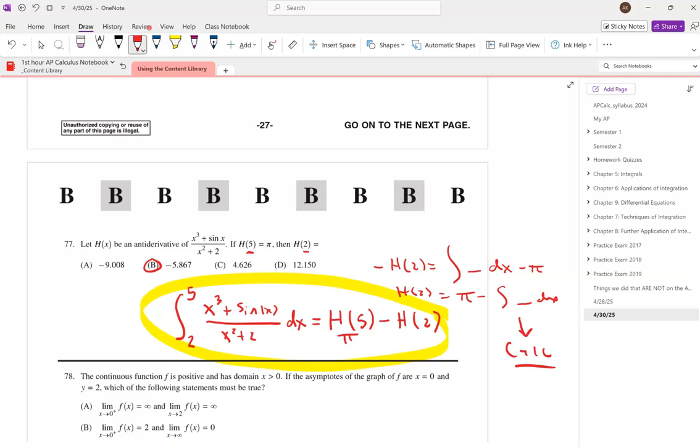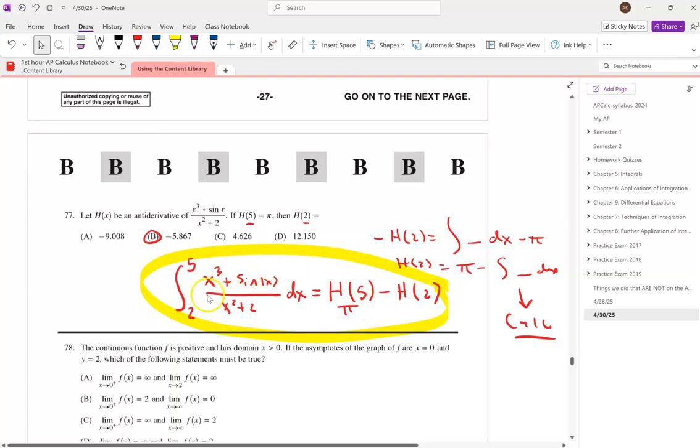Okay. Next one. What should we look at next? Sure, 86.